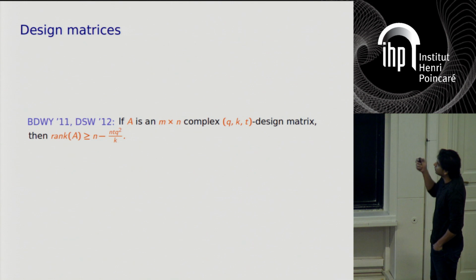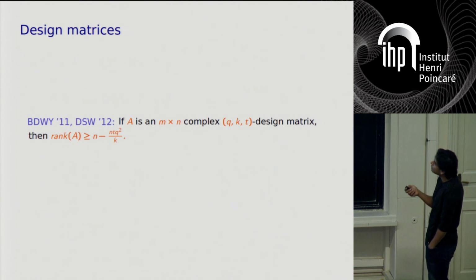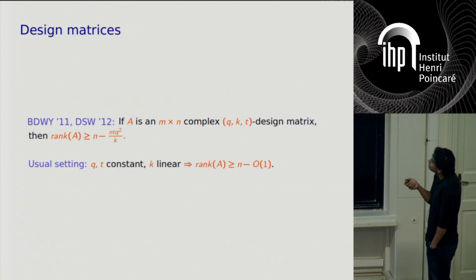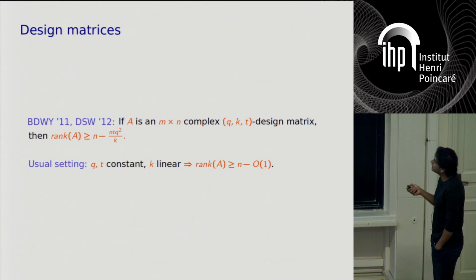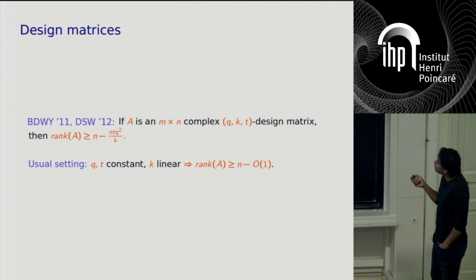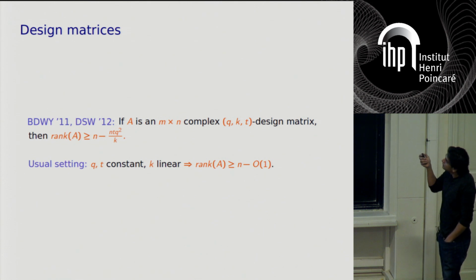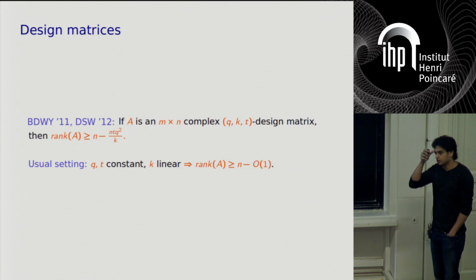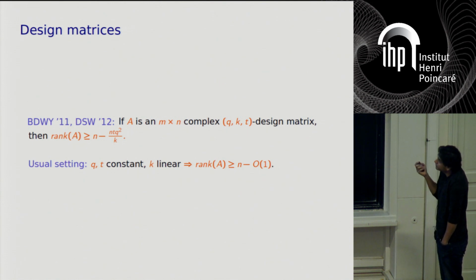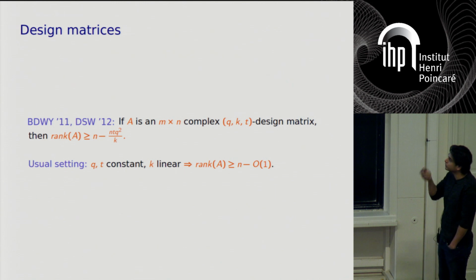What you want to think about here is the following: think of q and t as constants and k as linear. Going back here, this term just turns out to be some constant. So what we're saying is, if I have a design matrix with q and t constants and k linear, then roughly the matrix has almost full rank. That's a pretty surprising and very strong property, and that's what we end up using to get these very sharp bounds.